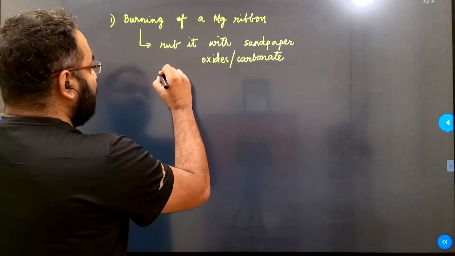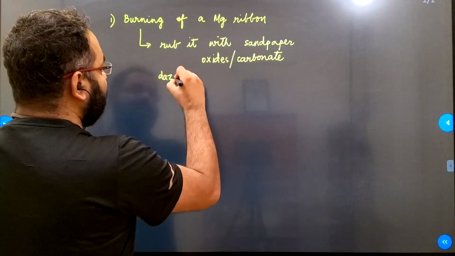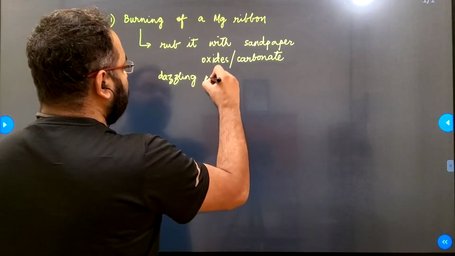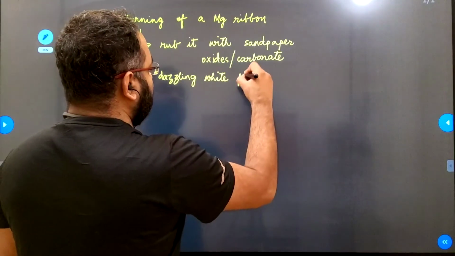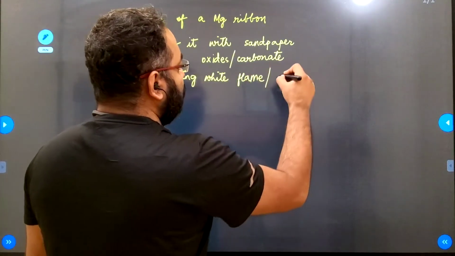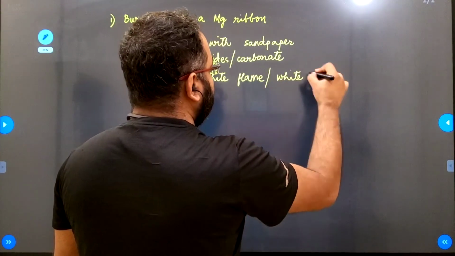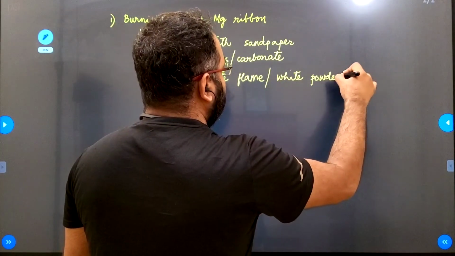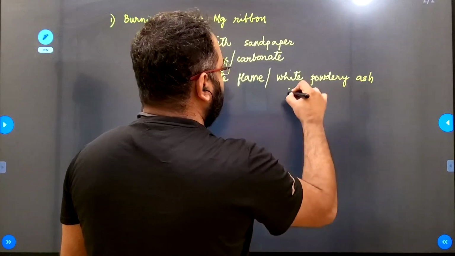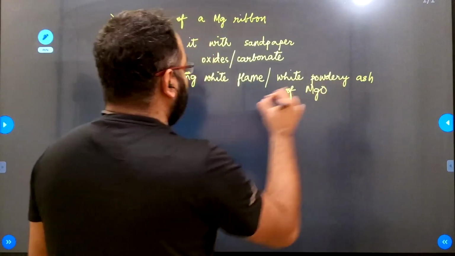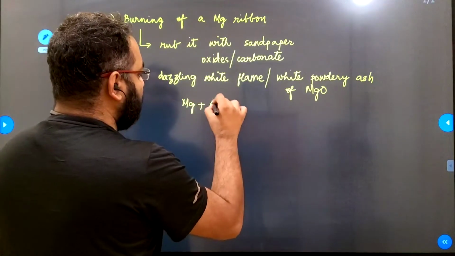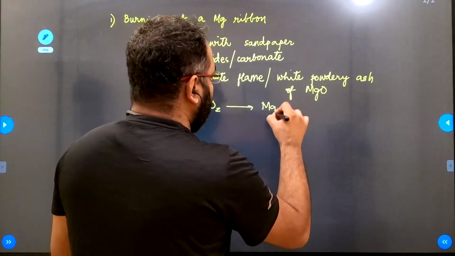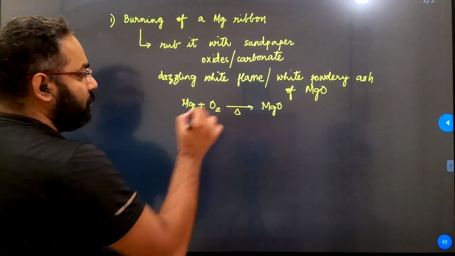When you burn it, there are a couple of observations. You see a dazzling white flame, and along with that, you also see white powdery ash of magnesium oxide. So the reaction, if you all remember, was Mg plus O2 gives MgO. And don't forget to put the heat symbol.